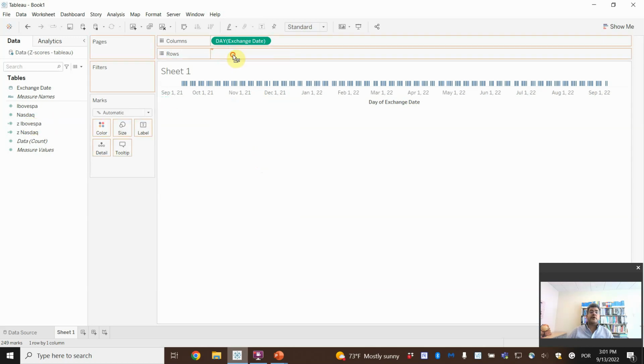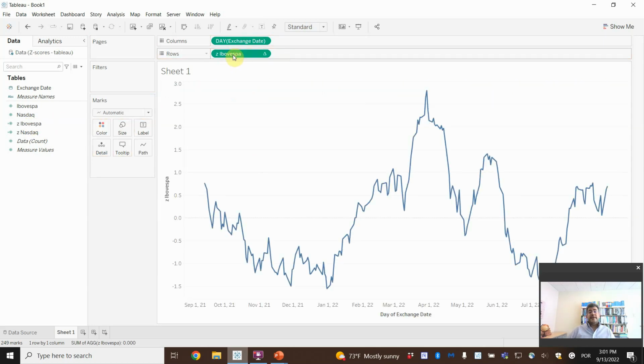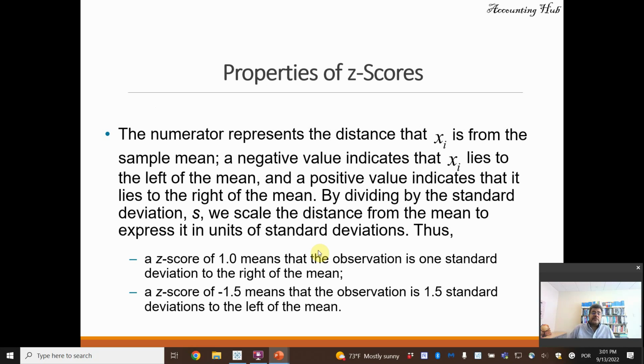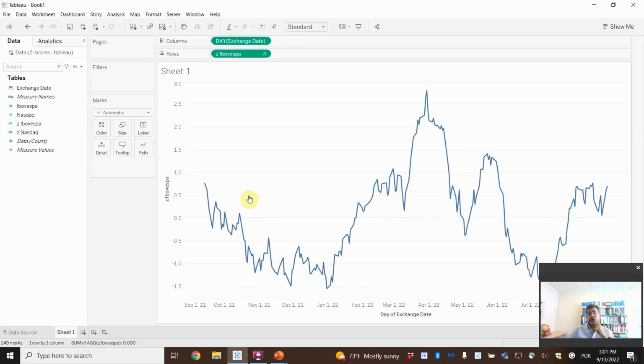And then the z-score for Ibovespa. And here is what we have. Oh, we have some dispersion here. Let's see what we have. The numerator represents the distance and the denominator and so on. And then a z-score of 1 means that the observation is one standard deviation to the right of the mean. A z-score of minus 1.5 means that the observation is 1.5 standard deviations to the left of the mean. And why is it so important?